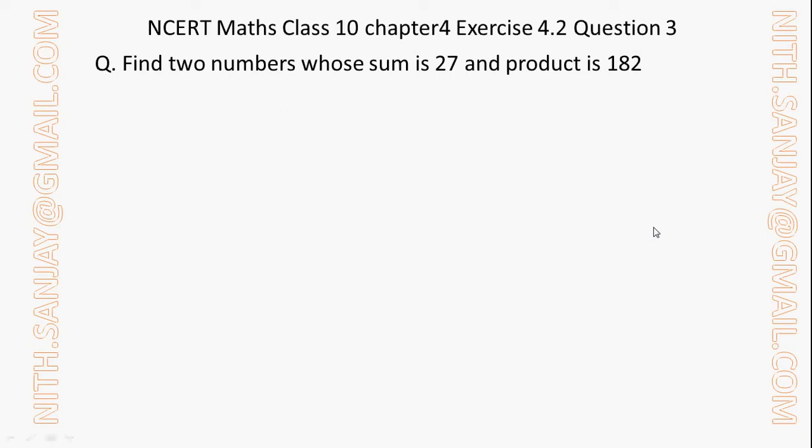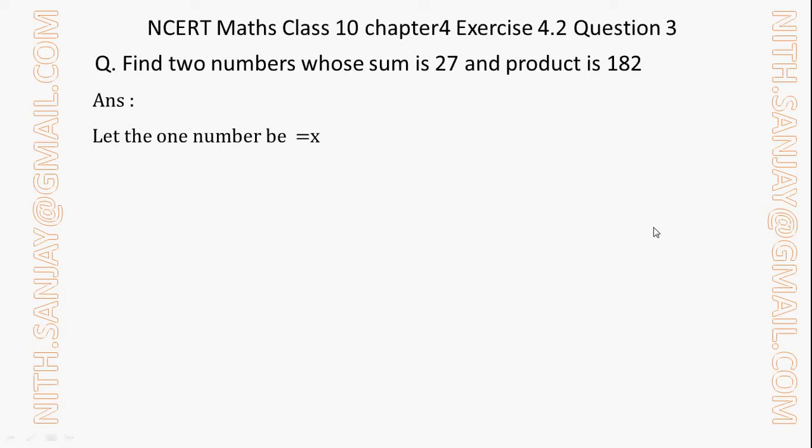Question number 3 is: find two numbers whose sum is 27 and the product is 182. In this question, we first convert this statement into a quadratic equation. Because we have to find two numbers, let us assume that one number is equal to x. So let one number be x.